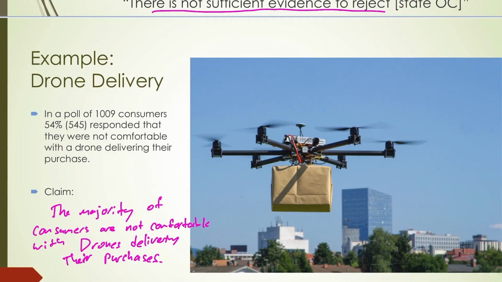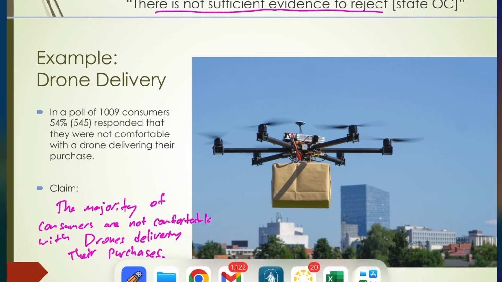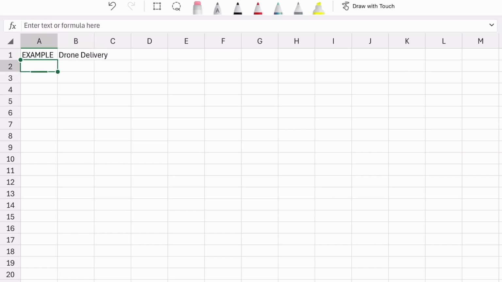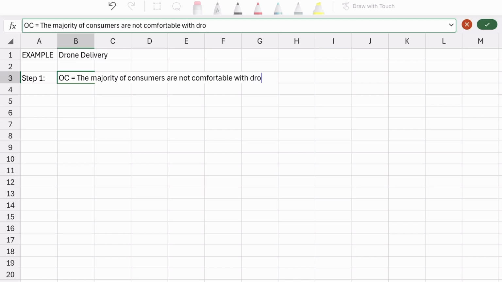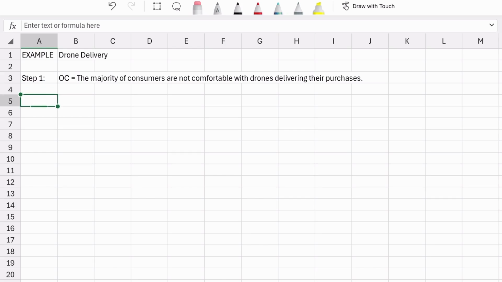Now, what I'm going to do is open up Excel. We're going to be in Excel a lot this unit. Come up with a title for the problem. Let's get into the steps. Step 1. The original claim: the majority of consumers are not comfortable with drones delivering their purchases. That's our original claim.